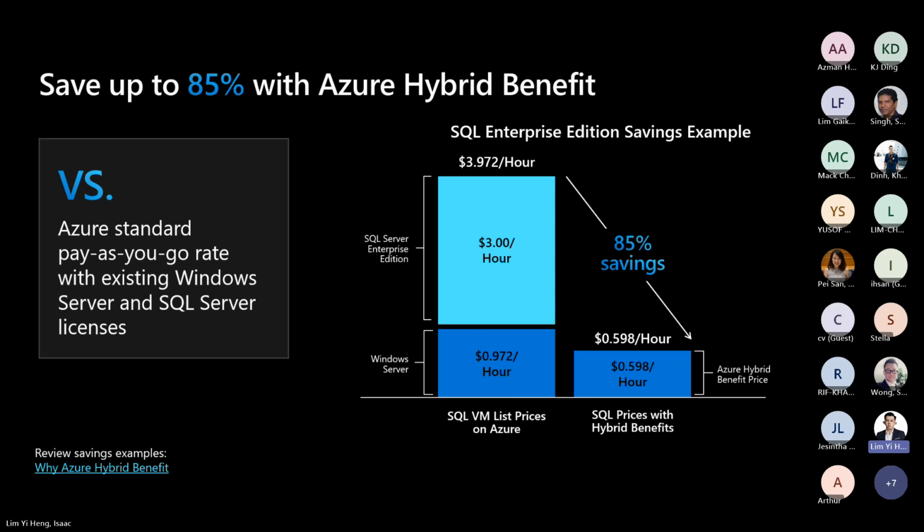And if we use the Azure Hybrid Benefit that stems from the software assurance that we already have or from an existing subscription, that $3 per hour for SQL Server for a VM is eliminated. And the Windows Server part of the VM cost is also eliminated. So the total drops from almost $4 per hour to under 60 cents per hour for the resource. With this, we significantly achieve 85% saving over the standard pay-as-you-go rate.